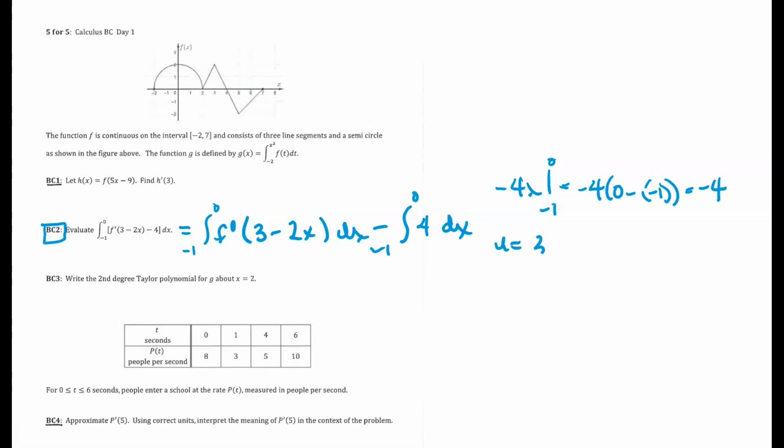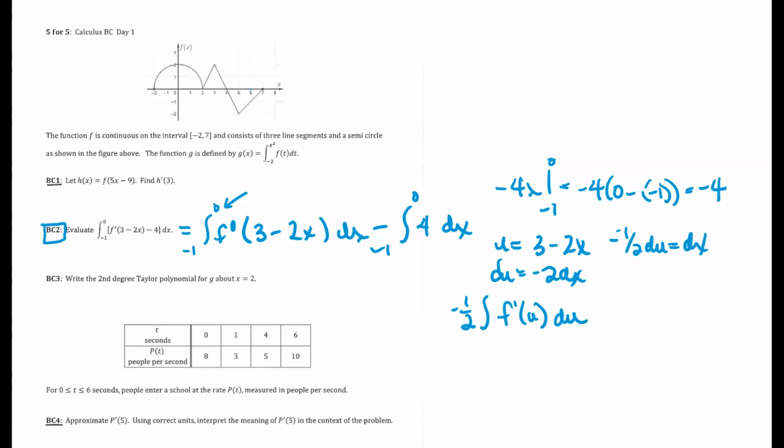So let's start off. U is 3 minus 2x. Du is -2 dx. And -1/2 du equals dx. So I'm going to rewrite this integral: -1/2 f prime of u du. Notice I've left the limits of integration off right now because the -1 to 0 over here is in terms of x and my integral is in terms of u.